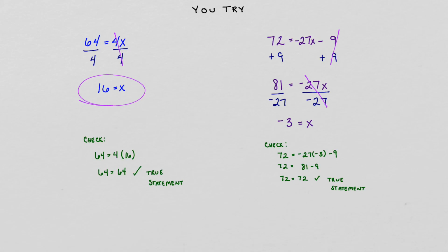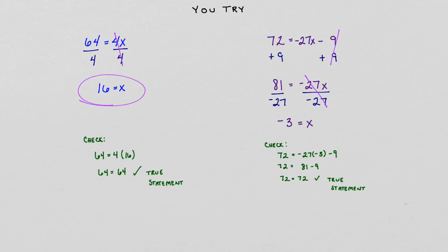So for our first problem, we have 64 is equal to 4x. This is a one-step equation. We can note that 4 times x, in order to undo that multiplication, we can divide both sides by 4, and then we would see that 64 divided by 4 gives us 16. And then again, you can see the check written below.